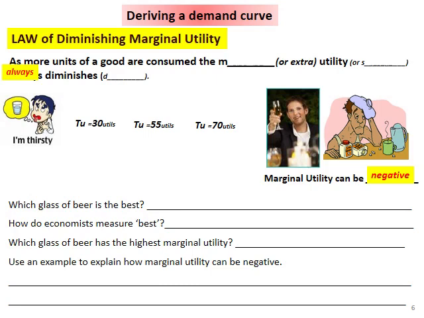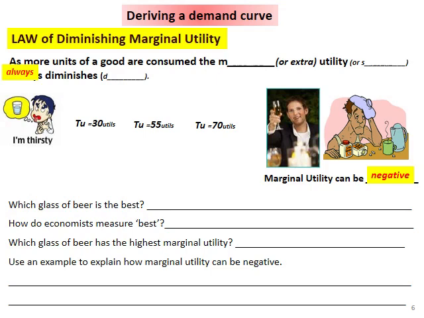Well, you can recognize the words. You already know what a law is, something that's always true. Diminishing, decreasing, marginal is extra, and utility is satisfaction. So you could probably, without my help, from what you've already learned, be able to write the definition just from the words. But let's put in the missing words below. As more units of a good are consumed, the marginal or extra utility or satisfaction always diminishes, decreases.